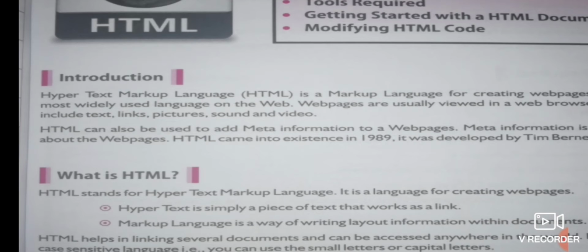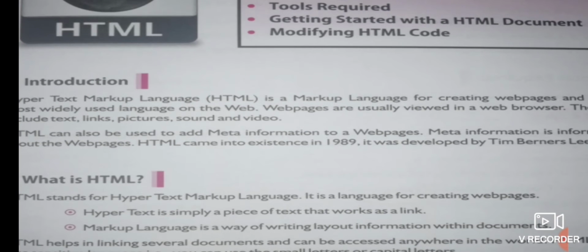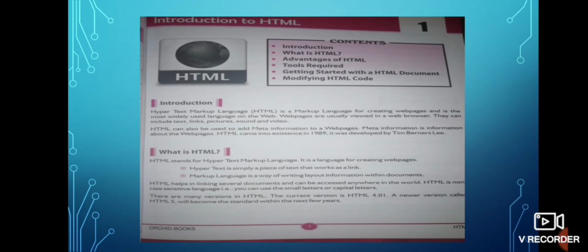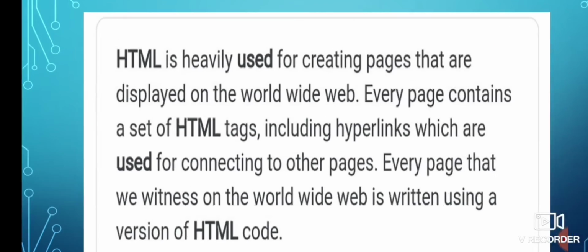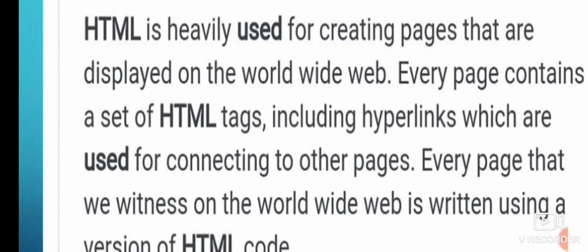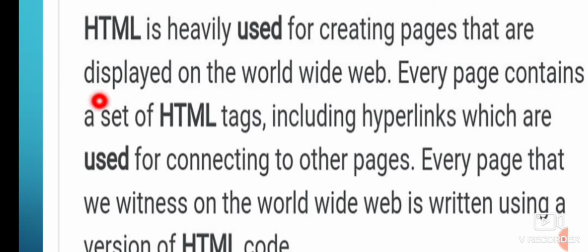Web pages are usually viewed in a web browser. For example, Google Chrome, and some might have used Mozilla Firefox, Internet Explorer, Opera. Using the web browser, we can view our web page. So first of all, what is a web page? And before that, HTML is used for creating pages that are displayed on the World Wide Web.